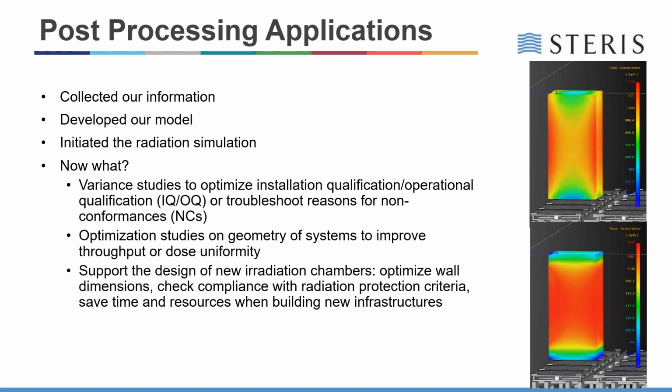Okay, we've had our same 4 bullet points on top: collected our information, developed our model, initiated radiation simulation. Now what? And we have 3 new bullet points here to review. With these, we'll just be talking through them, and we'll see that the variant studies for the first one is important for the 2 pictures over on the right. Variant studies to optimize installation qualification or operational qualification, known as IQ/OQ, and troubleshooting reasons for nonconformances is another reason for mathematical modeling being used.